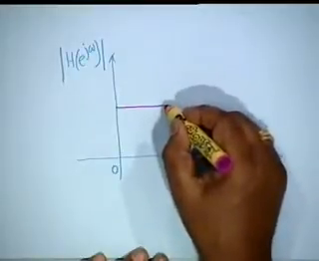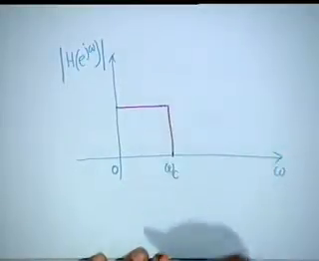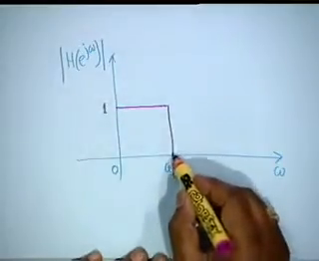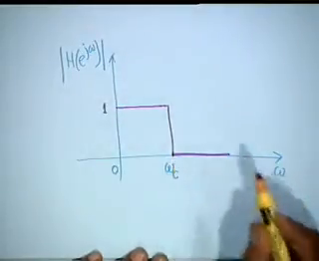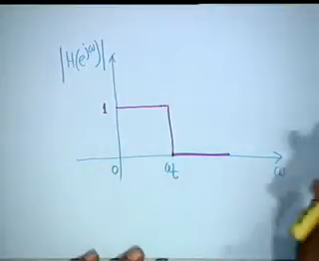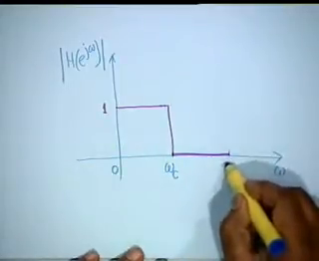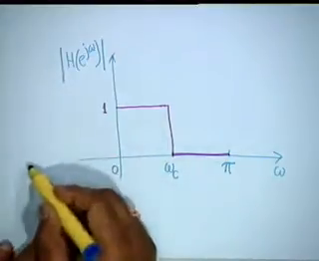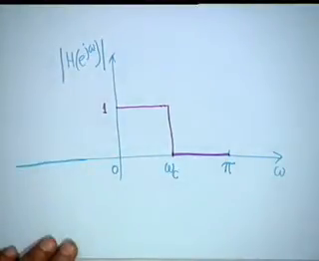1 is a normalized value. Magnitudes remain constant at, let us say this is 1, and beyond omega sub c the magnitude should be equal to 0, up to our baseband, which is pi, up to pi. Then of course it extends on the other side also in the same manner.